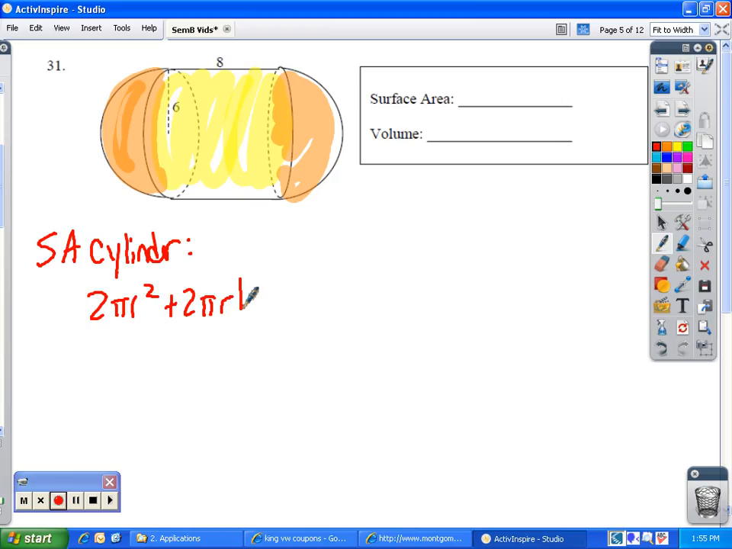All right, so the surface area of a cylinder is usually 2 pi r squared plus 2 pi r h. And the 2 pi r squareds represent the two bases of the cylinder. But since our cylinder is capped with two hemispheres, we don't actually have any bases. So I'm going to erase those. And so we just have to worry about the 2 pi r h. 2 pi, the radius is 6, the height is 8. And 2 times 6 times 8 is 96 pi. So that represents the cylinder part in the middle of the figure.